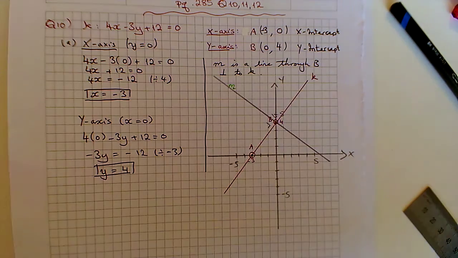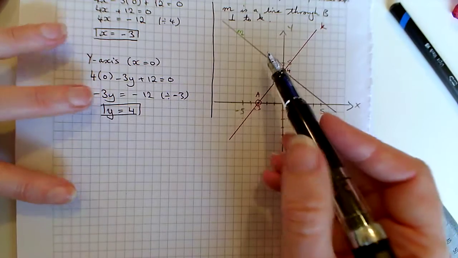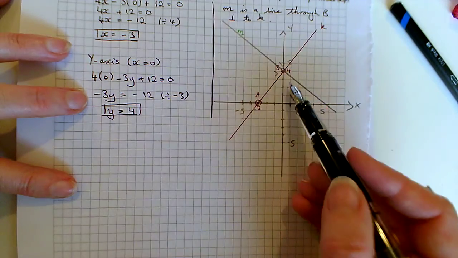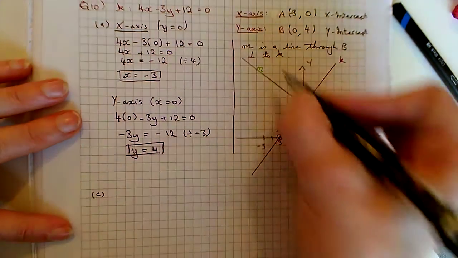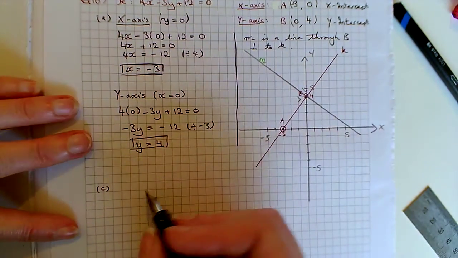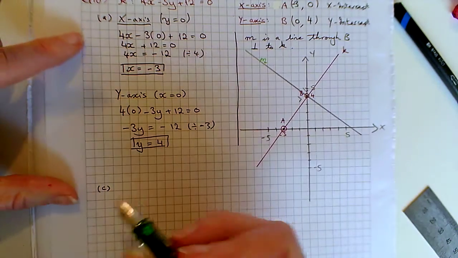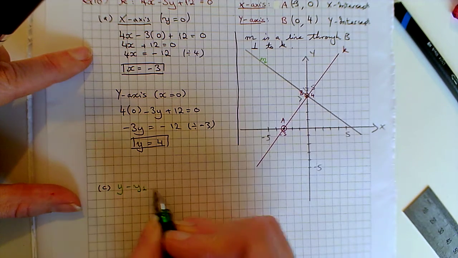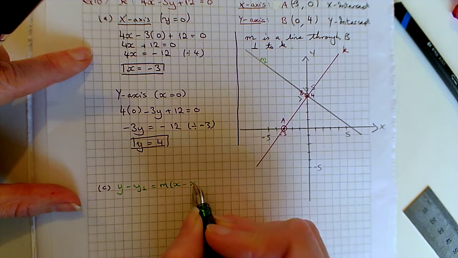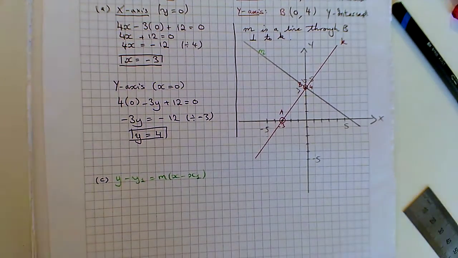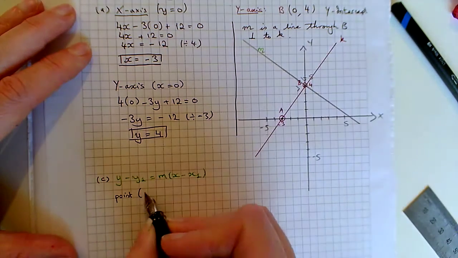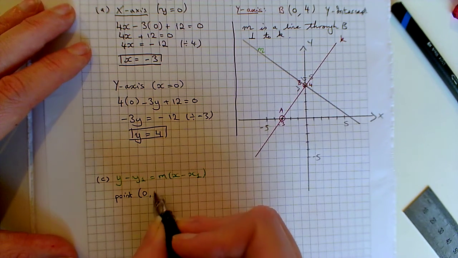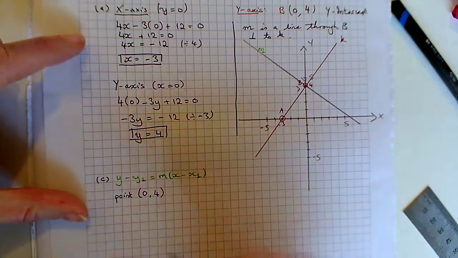Now, part C, they ask us to find the equation of that line. We can probably fairly accurately find a couple of points on my line and do it that way, but let's do it using proper algebraic techniques in case we made a mistake doing our diagram. To find the equation of a line, we want to use the formula y minus y1 equals m by x minus x1. So we need a slope and we need a point. We have a point. The point that we have is B, which is 0, 4. So that's my x1, y1.